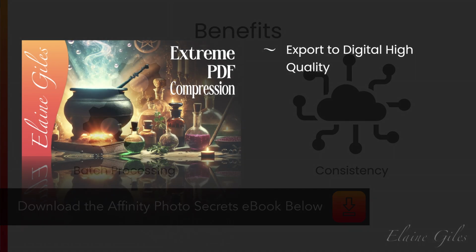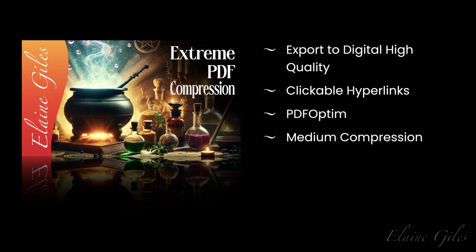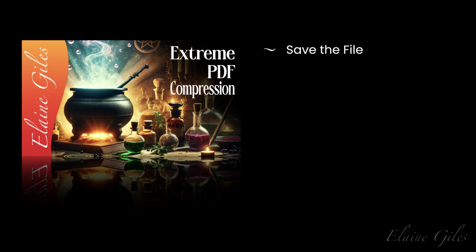Let's have a quick recap. For digital output, I export to digital high quality, which ensures my hyperlinks are clickable. Then I open that PDF with PDFOptim. I find medium compression is a good trade-off between the file size and the quality. In the example file, the file size was reduced by just under 96%. Then all you need to do is save the file. And the size difference makes the difference between being able to email a file and overload the recipient's inbox. PDFOptim works on macOS, iOS and Windows.